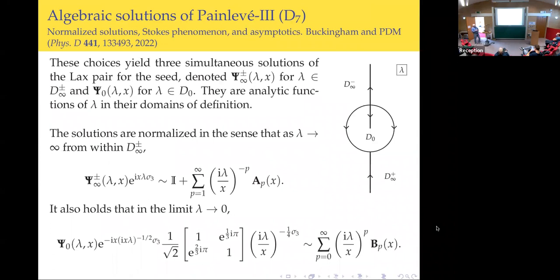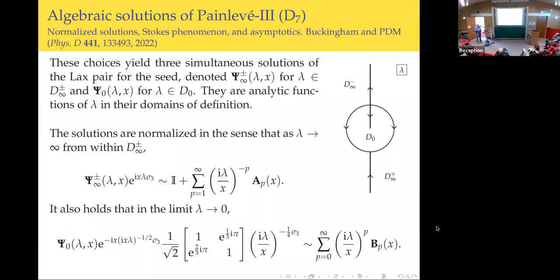Okay, so we've got three solutions now, three simultaneous solutions of the Lax pair for that seed. Two of them are in the exterior domains, that's psi plus and minus at infinity, like that. And there's one of them that's defined inside of this disk here. They're all analytic functions of lambda in the domain of definition in this figure. And the normalization that we achieve by picking these special Airy functions and so on is such that the following is true. So we have this asymptotic behavior as lambda goes to infinity in the two sectors, those sectors.